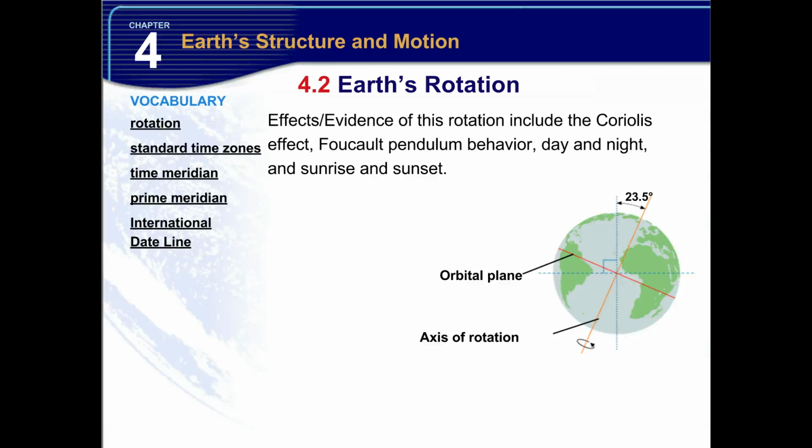Now, the effects and evidence of this rotation include the Coriolis effect, Foucault pendulum behavior, and day and night and sunrise and sunset.